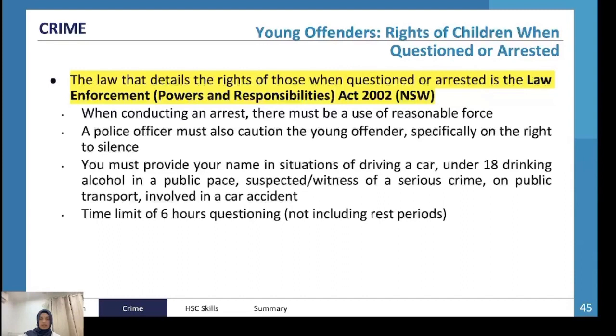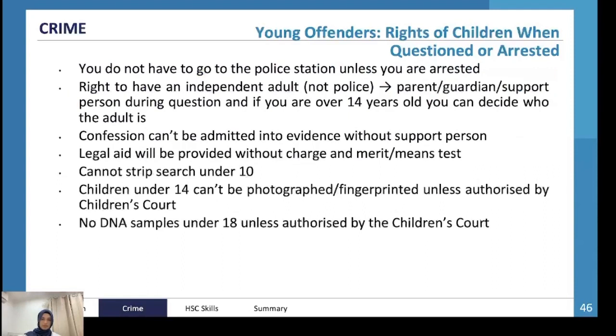A police officer must also caution the young offender specifically on the right to silence. They must inform them that they have a right to silence, because most young people do not know a lot of what they have the right to do and what they don't. You must provide your name in situations of driving a car, under 18 drinking alcohol in a public place, being a suspected witness of a serious crime, on public transport, or involved in a car accident. The time limit of questioning is 6 hours, not including rest periods. You do not have to go to the police station unless you are arrested.